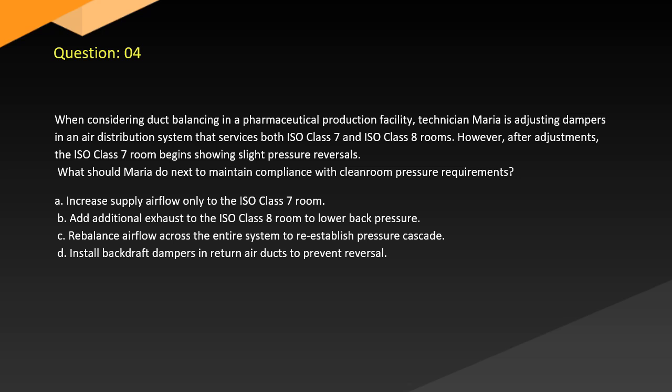A. Increase supply airflow only to the ISO Class 7 room. B. Add additional exhaust to the ISO Class 8 room to lower back pressure. C. Rebalance airflow across the entire system to re-establish pressure cascade. D. Install backdraft dampers in return air ducts to prevent reversal.